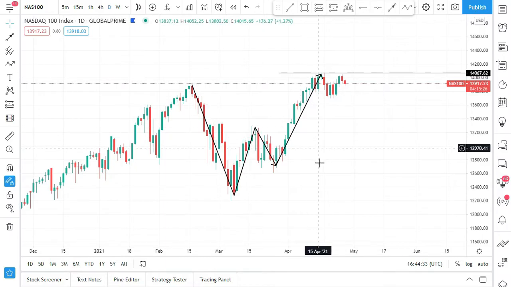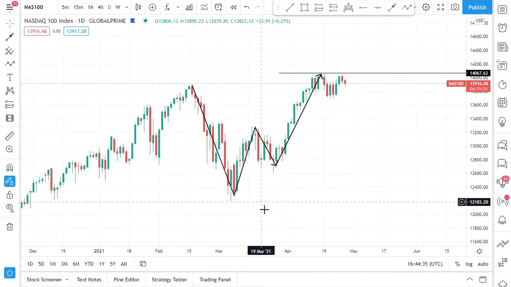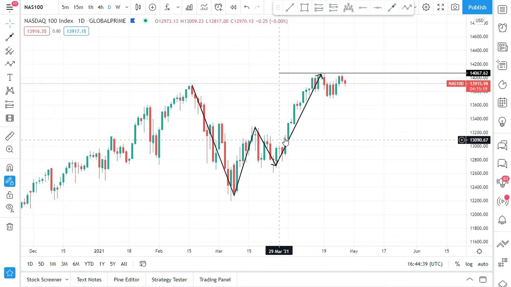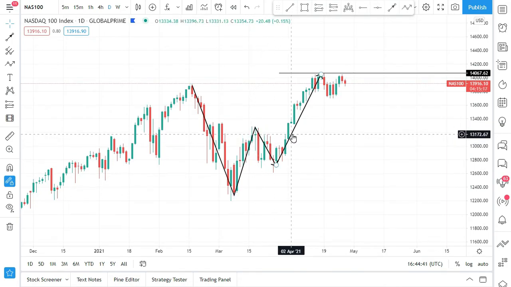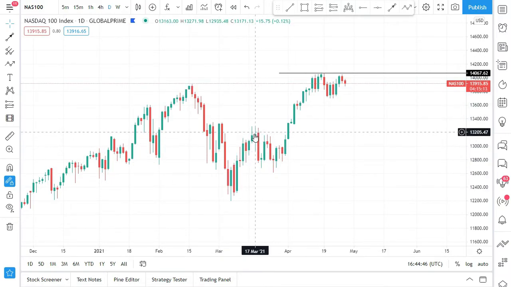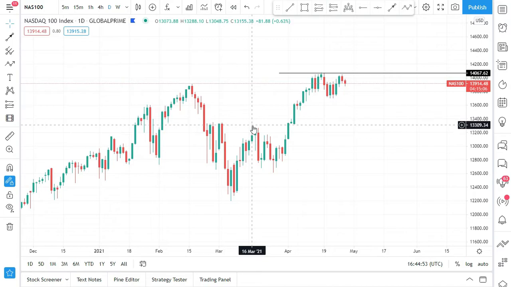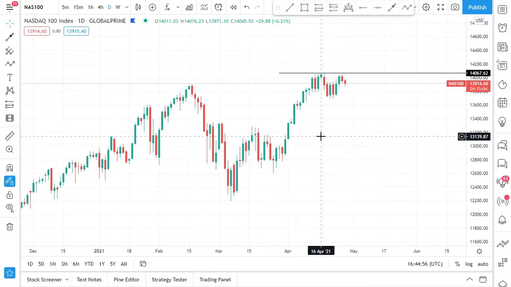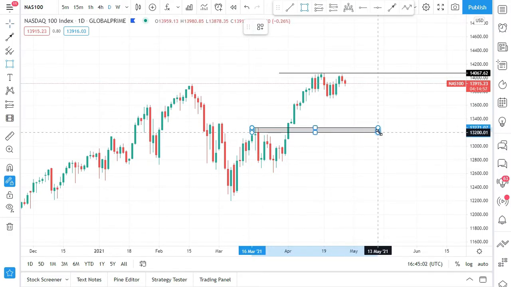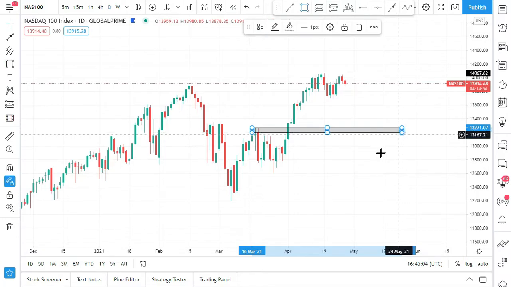We have this double bottom that formed, with this being our neckline. So I can just remove that. Since this is our neckline and the market didn't come back for a retest here, the market has a higher chance of bouncing off of this neckline, forming that higher low, thus making this our support area.